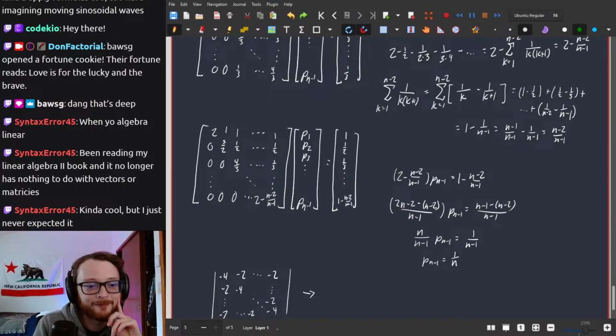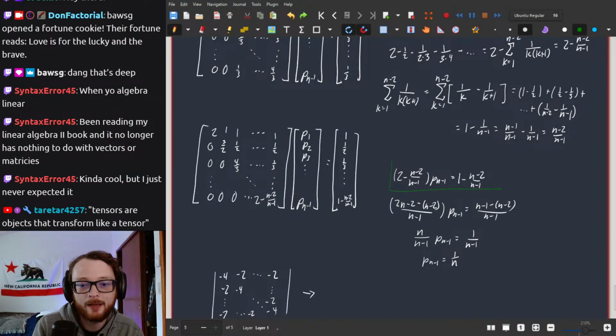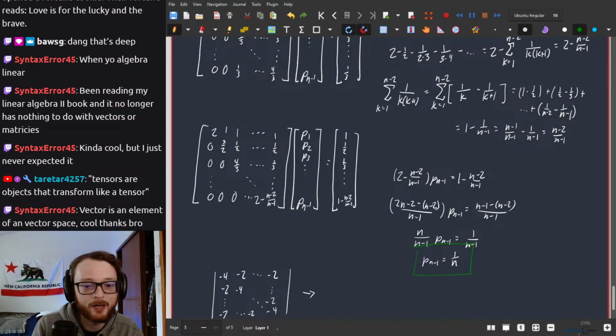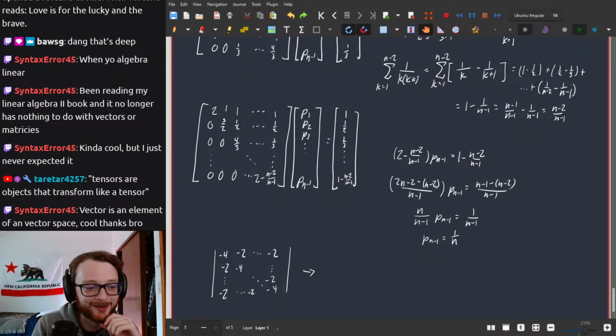So yeah, and then if you turn this last row back into an equation, you get that, and you can solve that equation to get p sub n minus 1 is 1 over n. And when I got that last night, I was really happy because this was a really long calculation. Vectors, it's an element of a vector space. Cool, thanks, bro. Exactly. Tensors are objects that transform like a tensor. True.